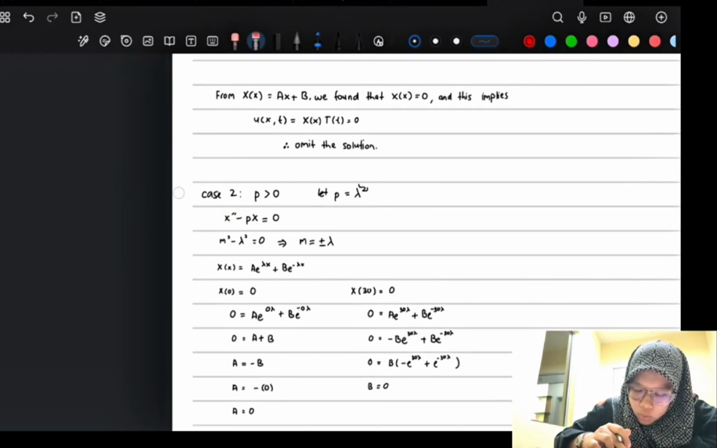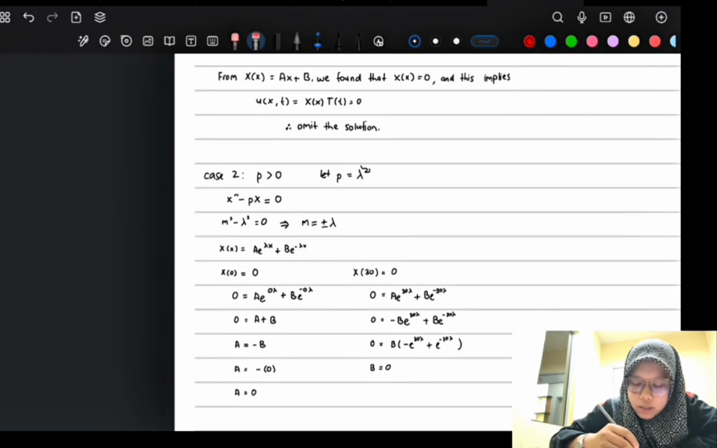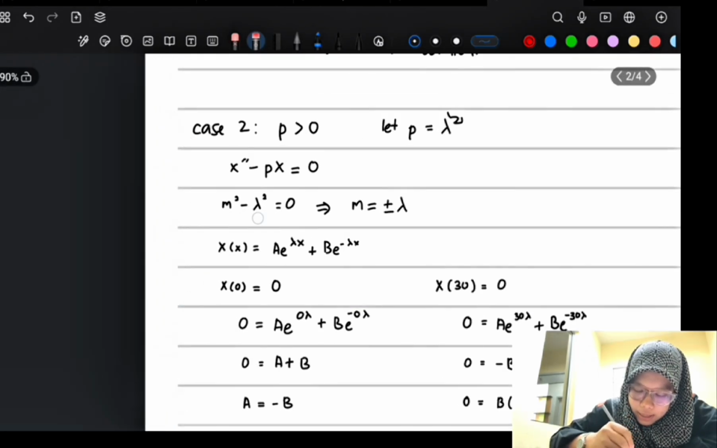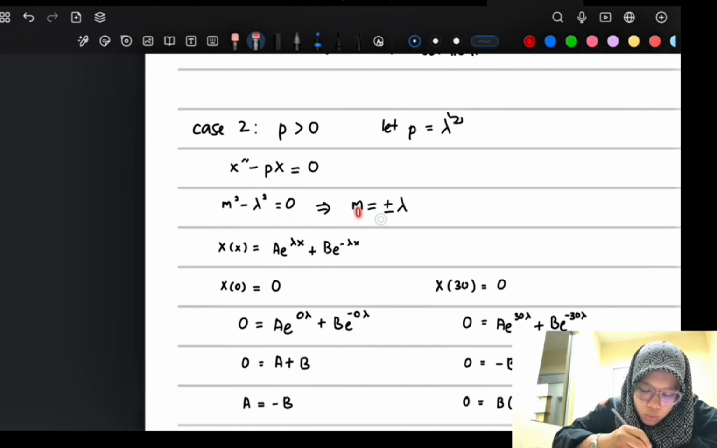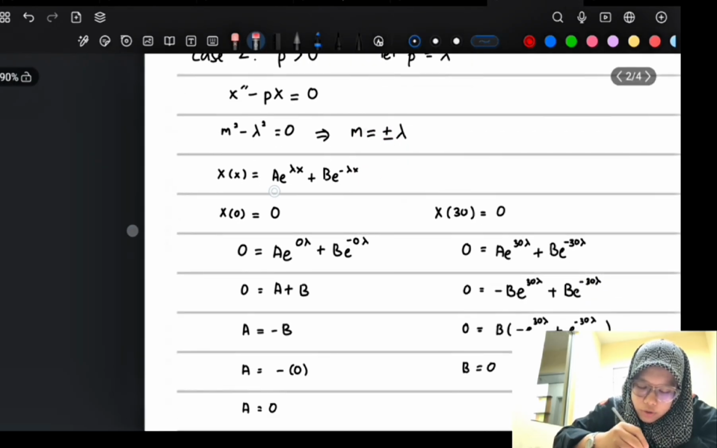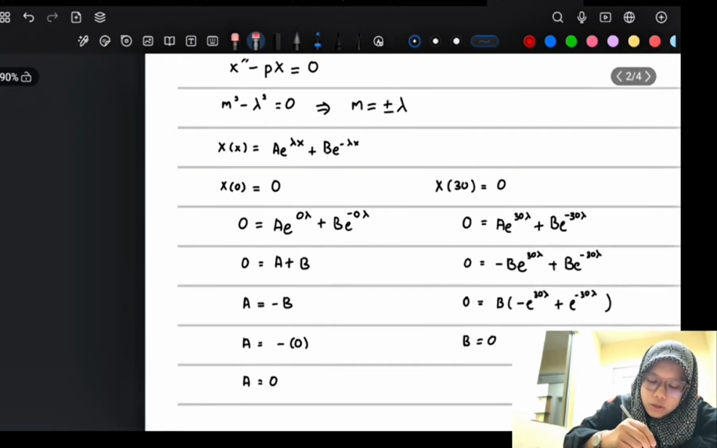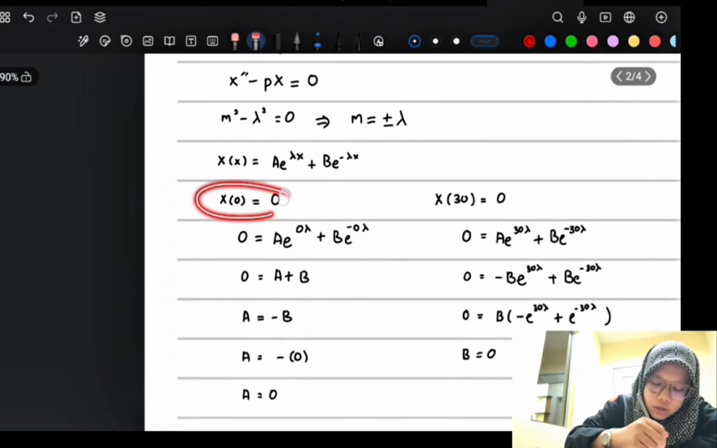So from that, we will substitute into this solution, which is x double prime minus px equal to 0. So m squared minus lambda squared equal to 0. We will get m equal to plus minus lambda. So we will get this equation, which is x(x) equal to a exponent lambda x plus b exponent negative lambda x. From this equation, we will apply these two boundary conditions.